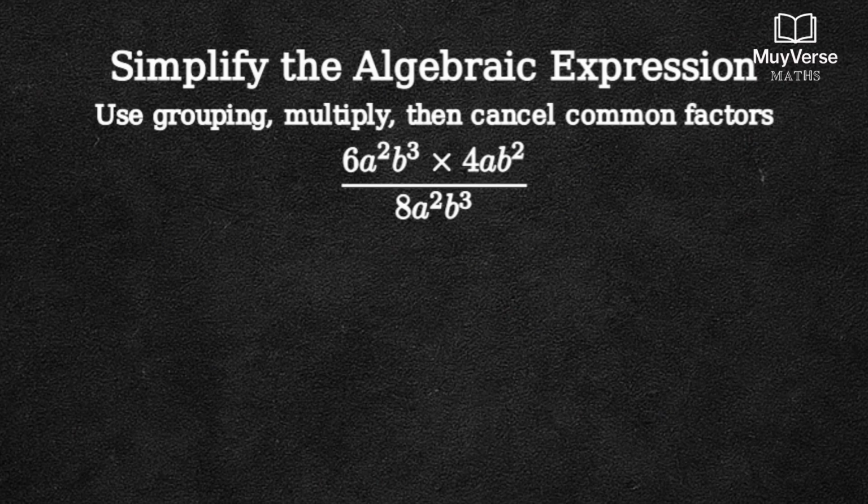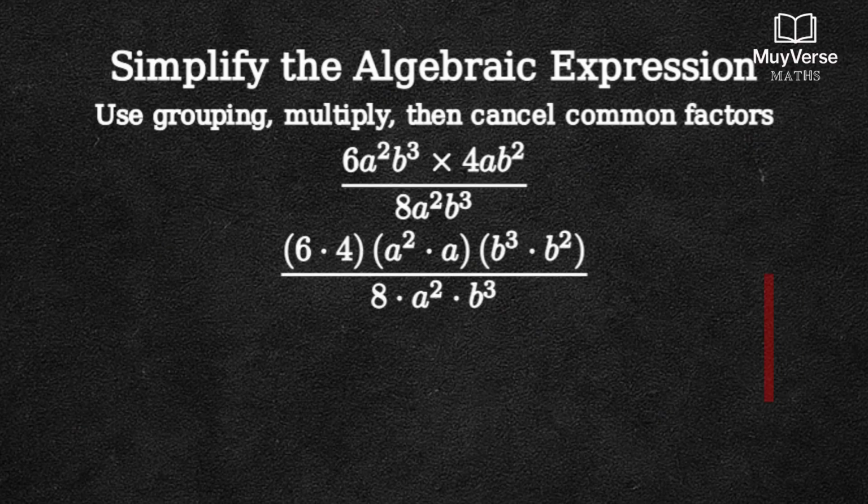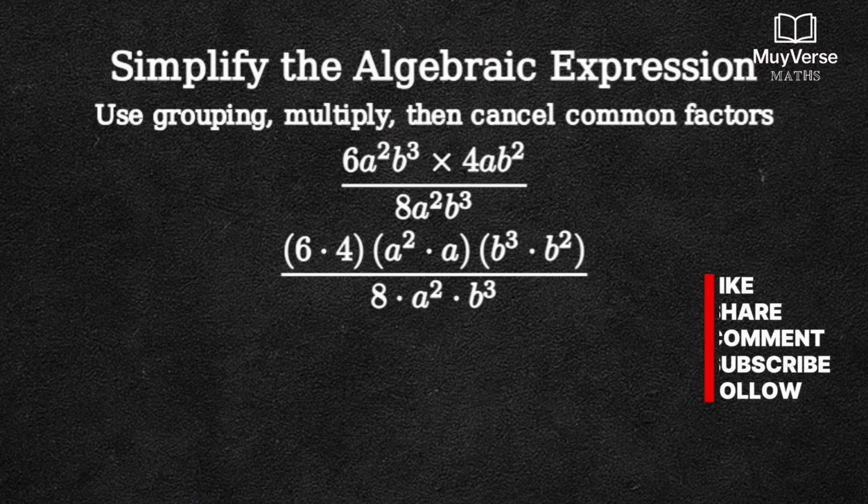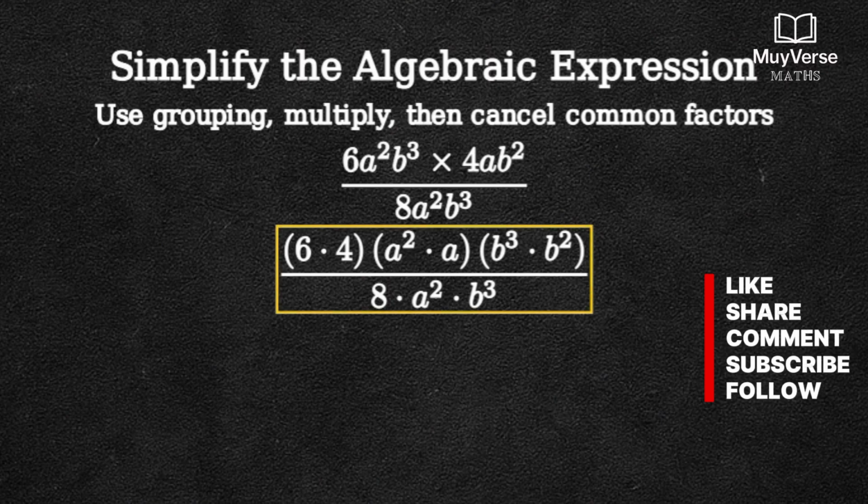Step 2. Separate numbers, a powers and b powers, so we can combine like factors. We group the numbers 6 and 4 together, the a factors together, and the b factors together. Numbers in amber, a powers in blue, b powers in pink.